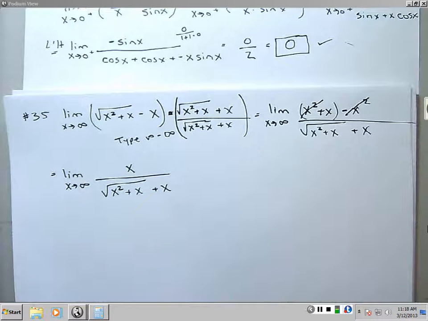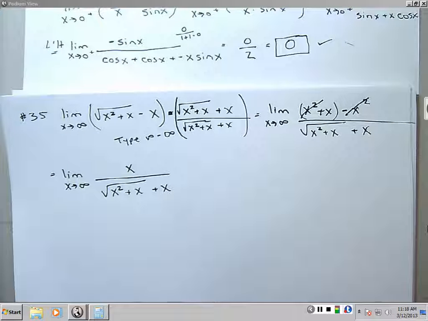I could apply L'Hopital's rule here, and it would get messy. It would get pretty complicated. So does anyone have another approach? Divide top and bottom by the highest power of the denominator. Very good. What's the highest power of x in the denominator? The square root of x squared. How could I write the square root of x squared?